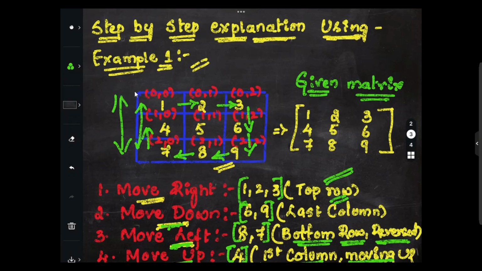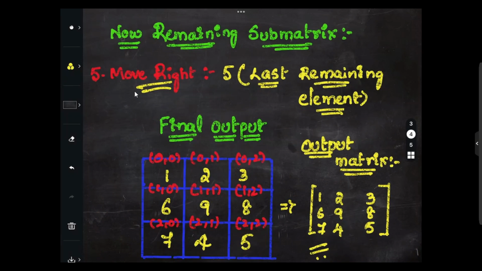So when we move up 7 to 4, we have already covered 1, so this one will be marked. So we will cover 4 here, right? So this is first column moving upwards. The final one, now the remaining submatrix we have to cover here. In this case, we are moving right, which means only 5 is left, right?